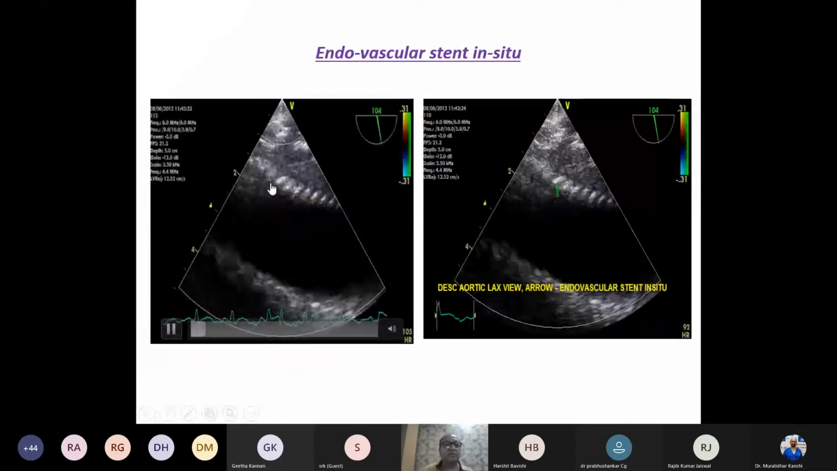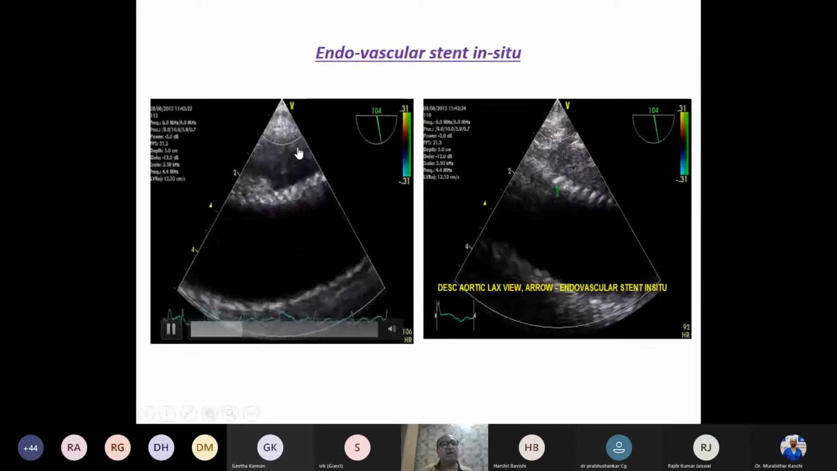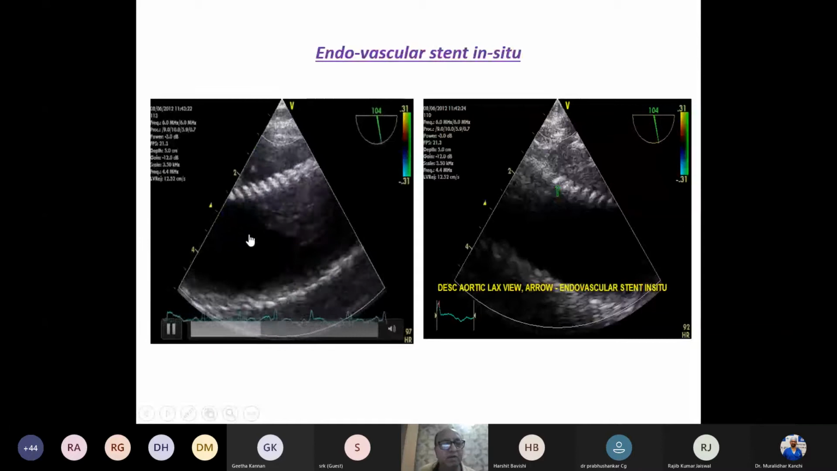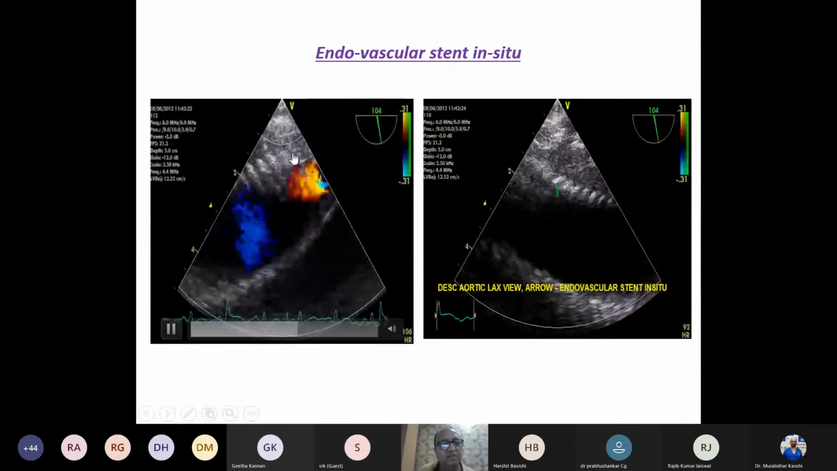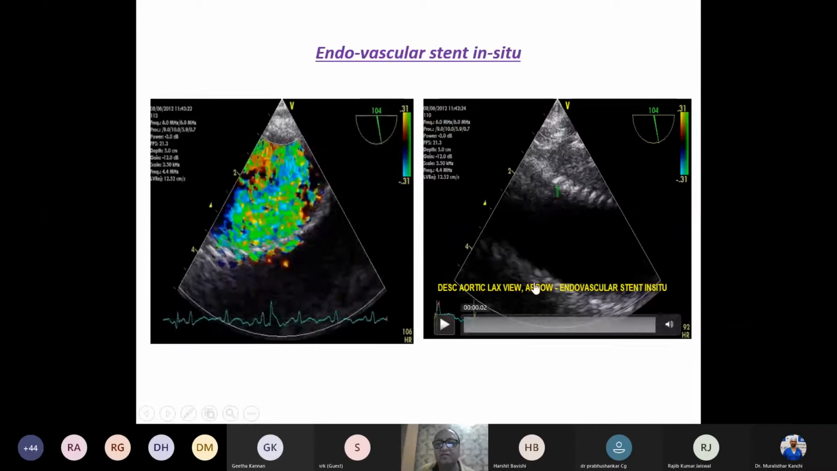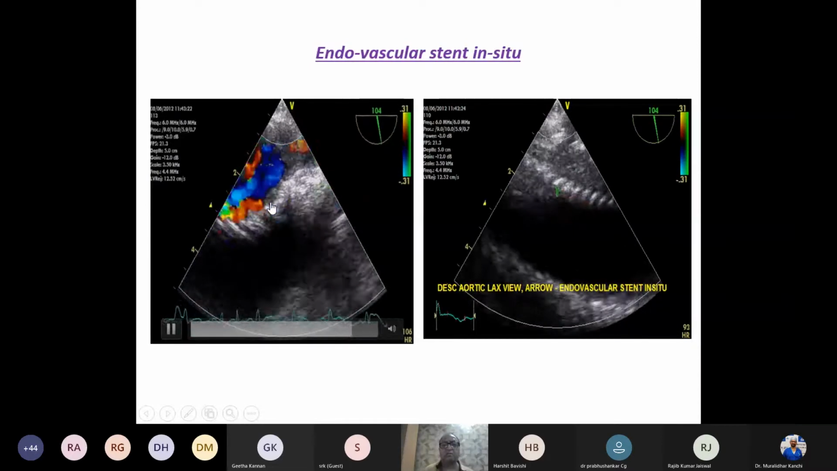Now here, if you see, there is no movement in the false lumen. You can see I am going down to the abdominal aorta. I am advancing it further and further. You can see the endovascular stent in place, down below after the abdominal aorta.